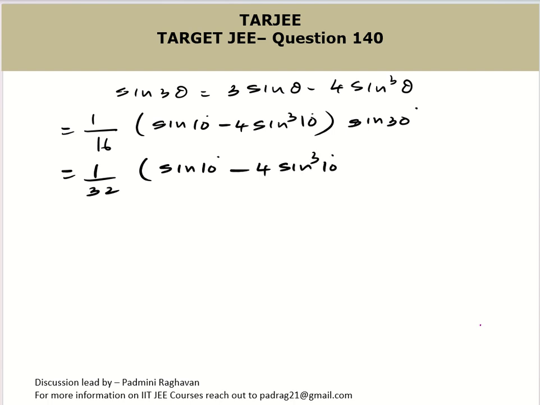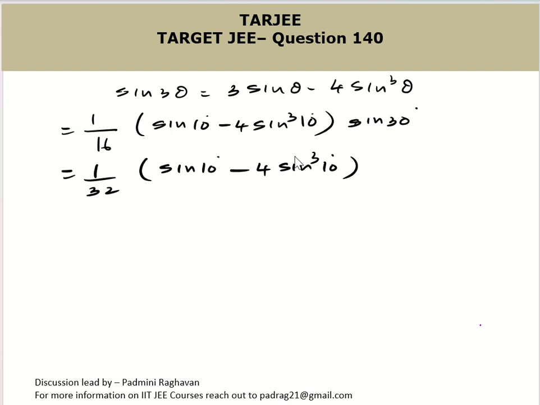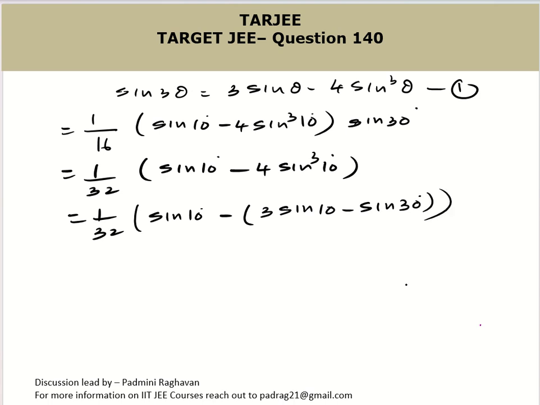But if you see the right hand side of the expression, there is a constant and a 1 by 16 sine 10. That means we are not interested in sine cube 10. We are interested only in a constant and a sine 10. So use this identity once again. From here, write 4 sine cube theta as 3 sine theta minus sine 3 theta. Sine 10 remains as it is. 4 sine cube theta becomes 3 sine theta minus sine 3 theta. Sine 3 theta will be sine 30.